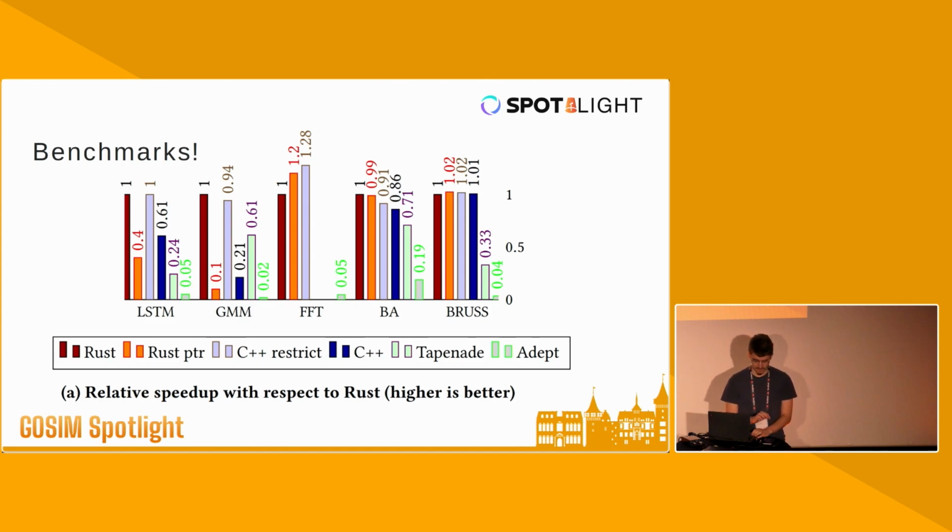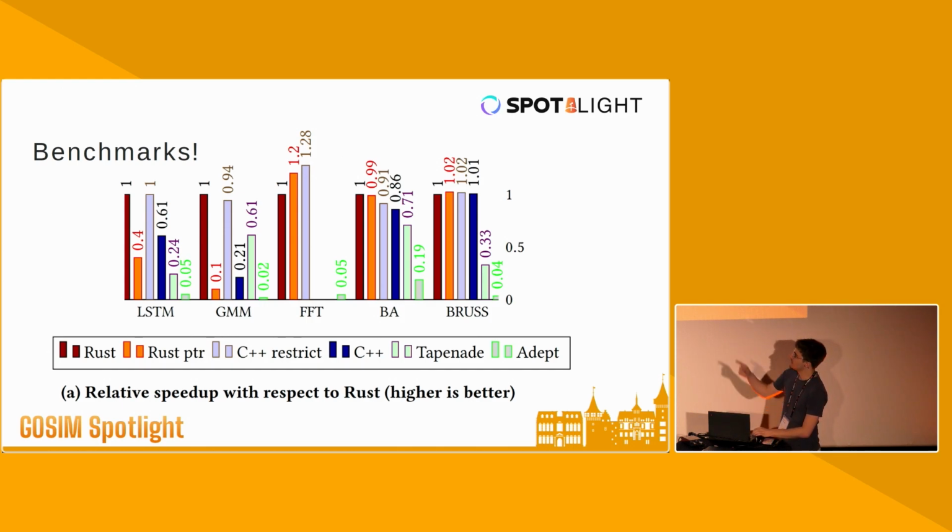Now, we've talked about benchmarks before, and I've obviously been running some against the classic comparators like C++. One thing which is really interesting for us is, first, I've been implementing it in pure Rust. So we have an LSTM, which is a machine learning benchmark. We have Gaussian mixture models, fast Fourier transformation, bundle adjustment, and an ODE solver. So quite a range. And in almost all cases, if you look at the dark red one, Rust is doing pretty well.